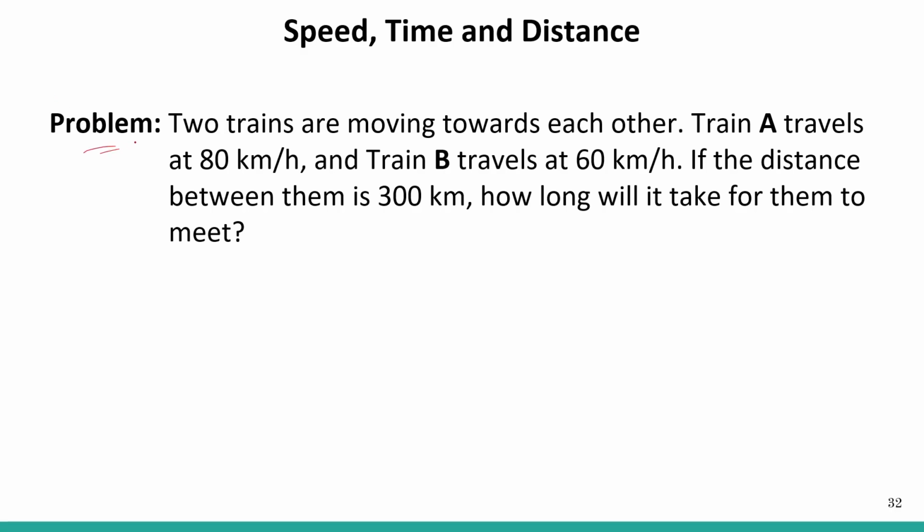So let's see the problem. Two trains are moving towards each other. In this case, it is moving towards each other. So it is A and it is B. Train A is moving towards B and train B is moving towards A.